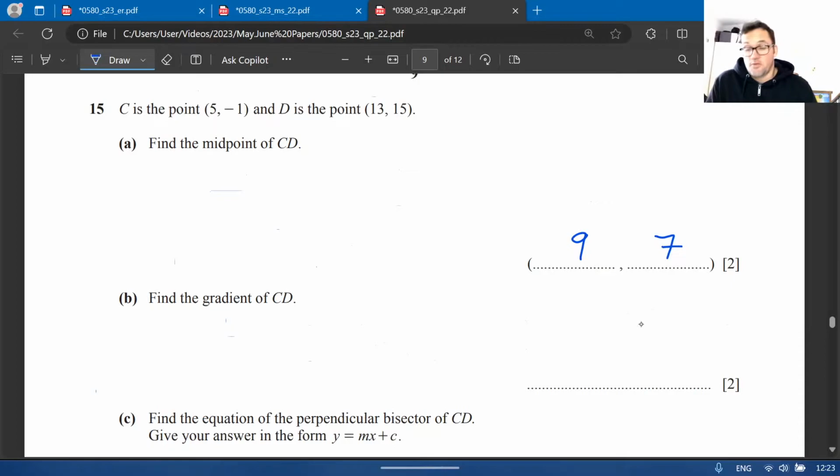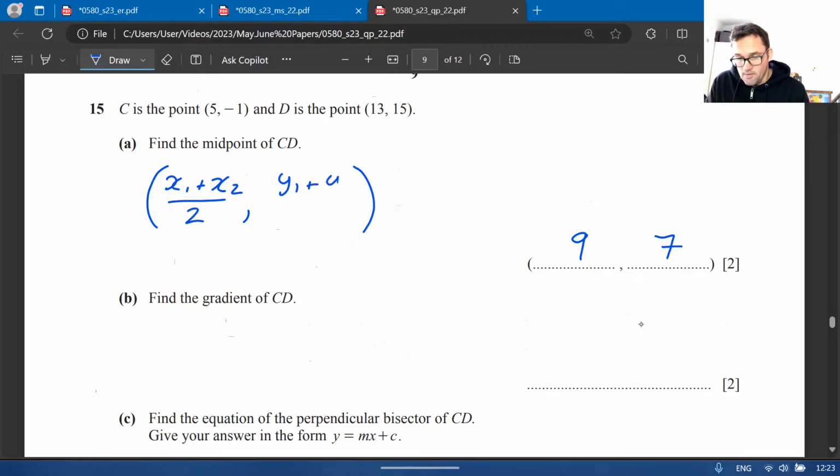You do it by using the formula. As the answer is in the form of a coordinate, simply what we need to do is add the two x values together and halve it. Then we get halfway, the x coordinate. Add the two y values together and halve that. So here, our first x value is 5, our second x value is 13, our first y value is minus 1, and our second y value is 15.